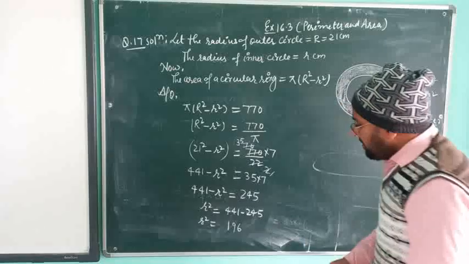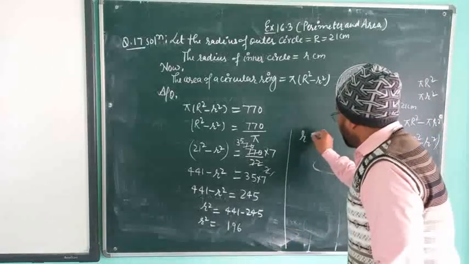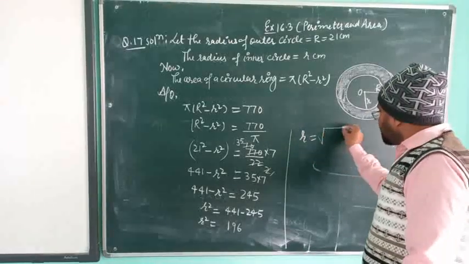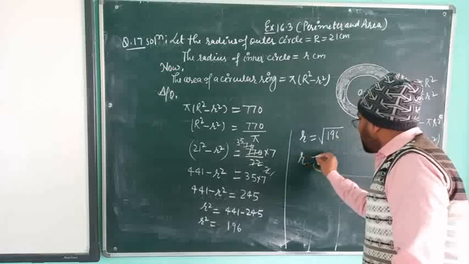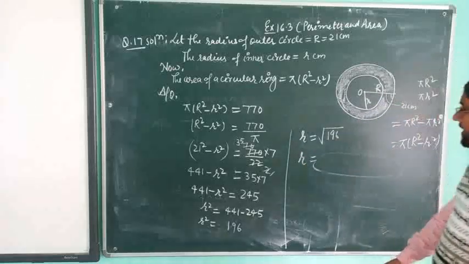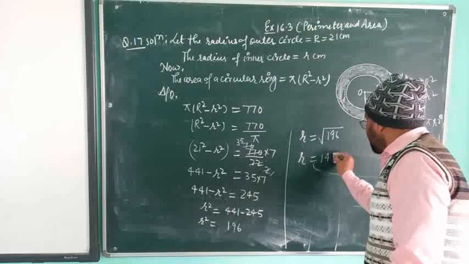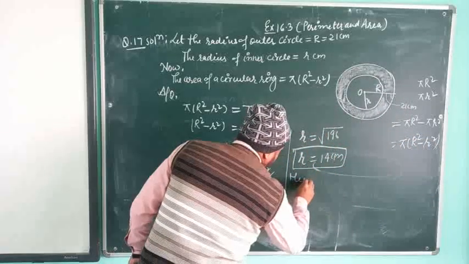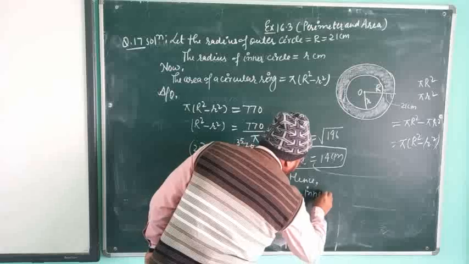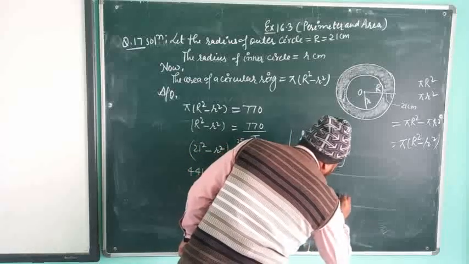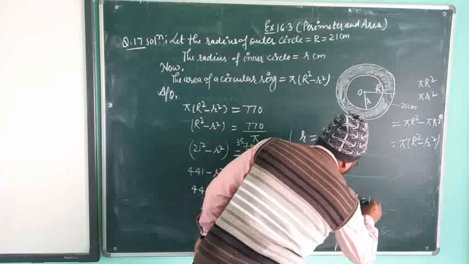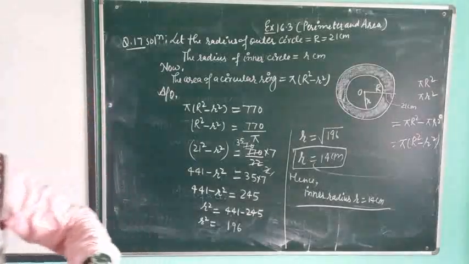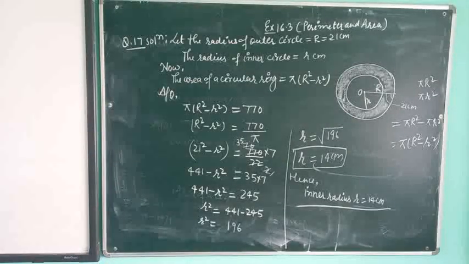Then you can find the square root of this 196, because r is in the form of a square. So I am taking the square to the other side, and it changes into a square root. So r is equal to the square root of 196, which is 14 centimeter. So this is the radius. Hence the inner radius, small r, is equal to 14 centimeter.